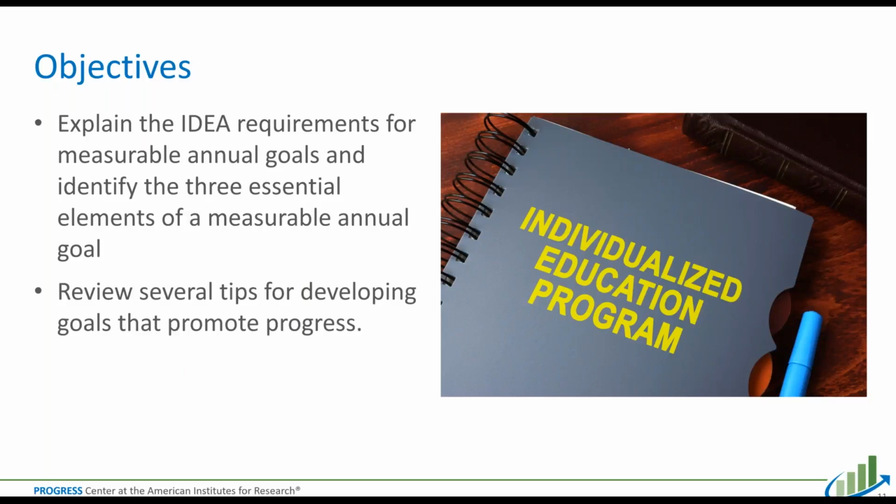Our session today is going to focus on explaining the IDEA requirements for measurable annual goals, identifying the 3 essential elements of a measurable annual goal, and reviewing several tips for developing goals that promote progress. This webinar will focus on the role of the measurable annual goal in the IEP and considerations for setting goals, but it will not go into depth on how to set valid and reliable goals. So if you're interested in learning more about that particular topic, there are 2 user guides and webinars provided by the Progress Center and the National Center on Intensive Intervention that we will highlight at the end of this session.